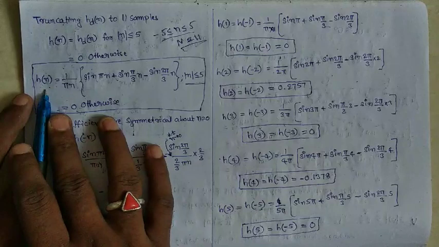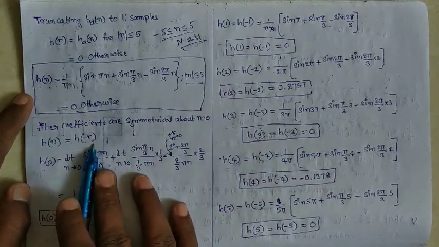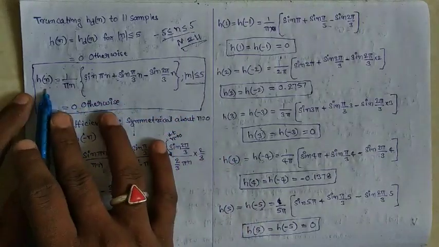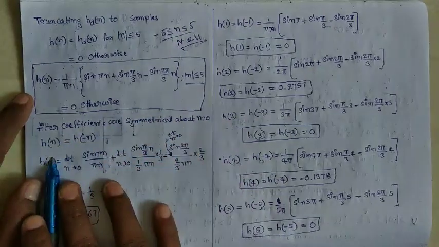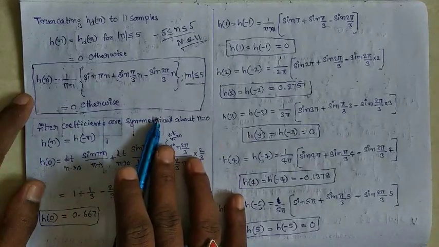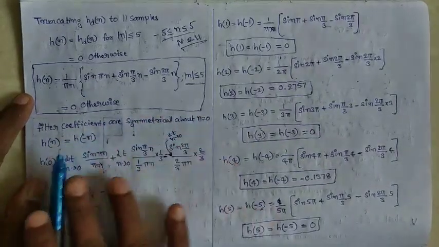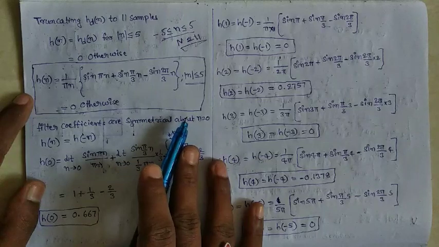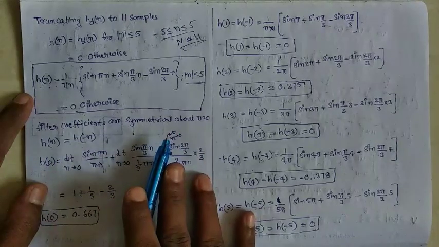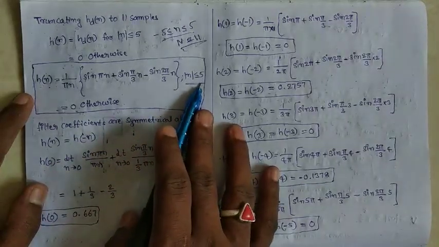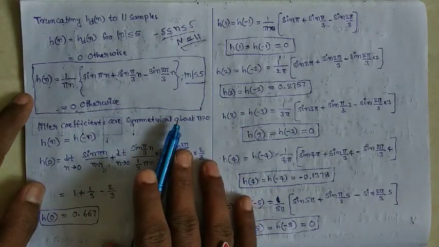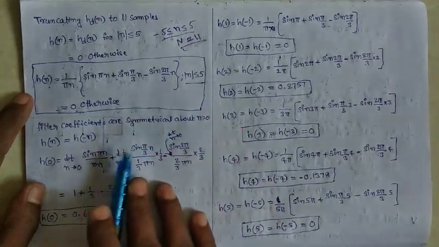What is the condition for a symmetrical impulse response? h of n is equal to h of minus n. Now we are determining h of n for n equal to 0 to 5. A symmetrical impulse response means h of 1 is equal to h of minus 1, h of 2 is equal to h of minus 2, h of minus 3 is equal to h of 3, h of minus 4 is equal to h of 4, and h of minus 5 is equal to h of 5.